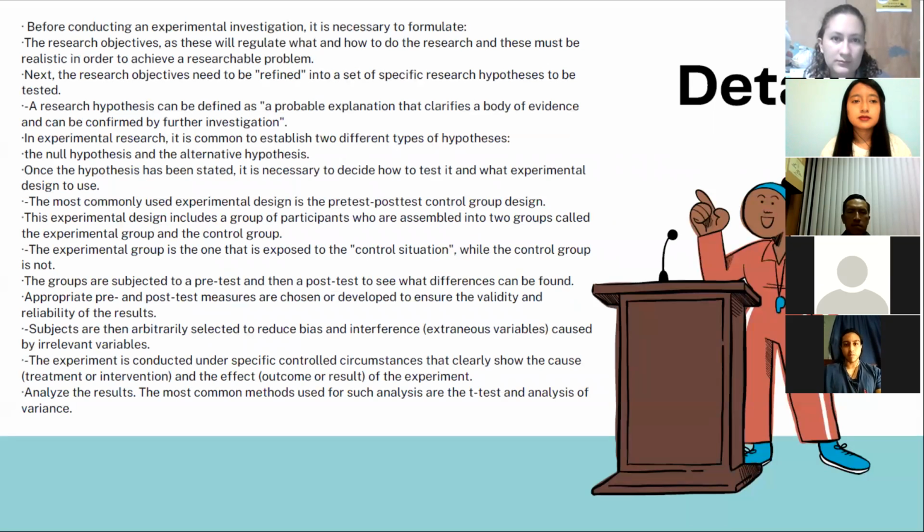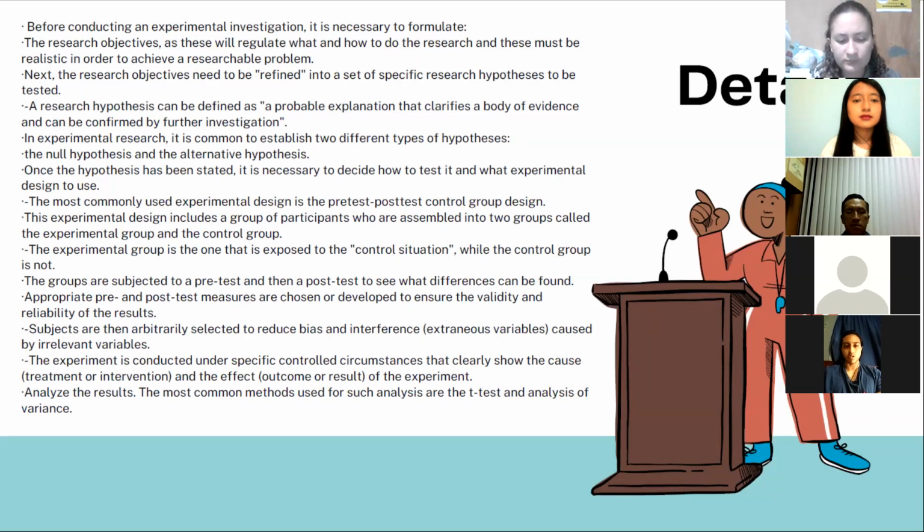Before conducting an experimental investigation, it's necessary to formulate an objective. It is appropriate to experiment. A research hypothesis can be defined as a proper experimentation, clarifies the body of evidence, and can be confirmed by further investigation. In experimental research, it's common to establish two different types of hypotheses, the null hypothesis and the alternative hypothesis. Once the hypothesis is started, it is necessary to decide how to test it and what experimental design to use.